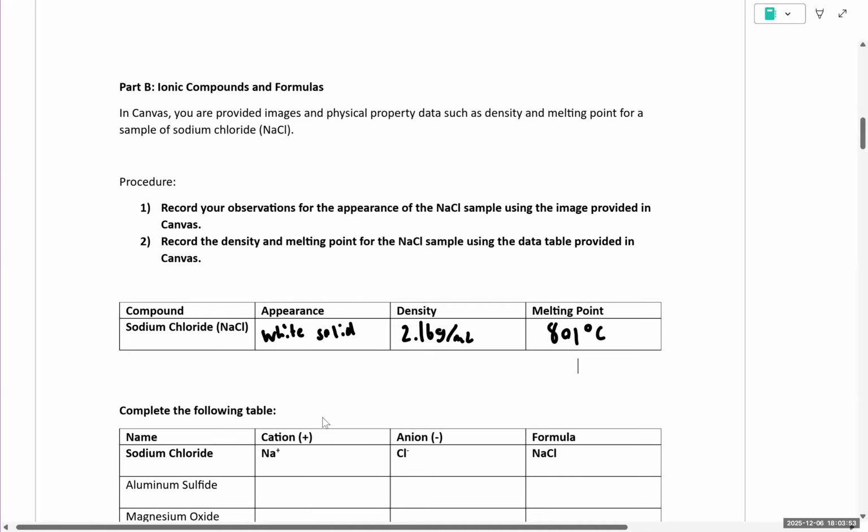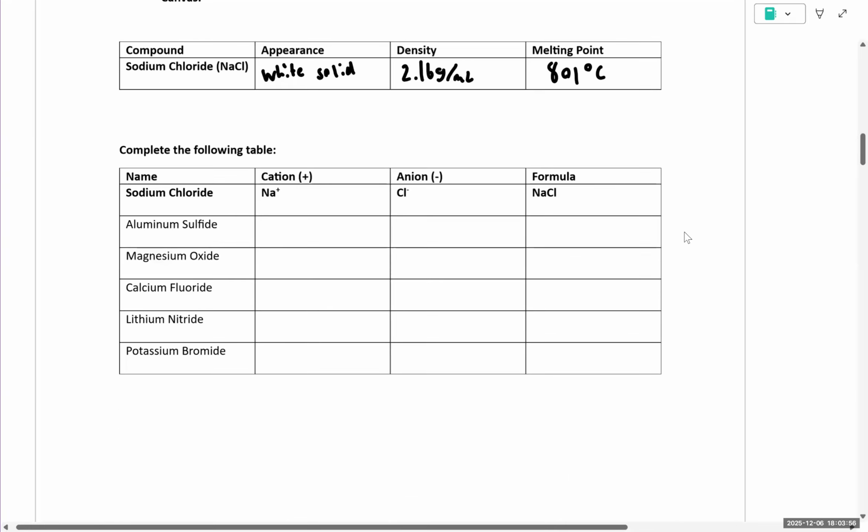The next activity that we're working on is completing the following table, where we're given the name of an ionic compound. We're asked to write the cation and the anion and the formula. So we have one example for sodium chloride. Sodium is Na plus, chloride is Cl minus, and that gives us a formula of NaCl. Let's do another example, aluminum sulfide.